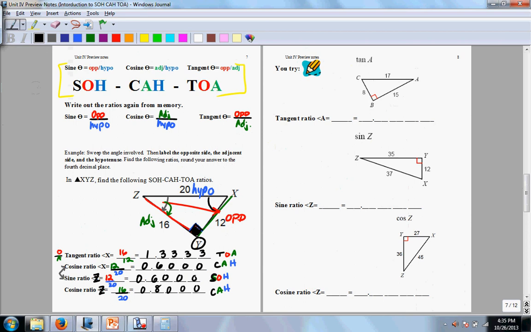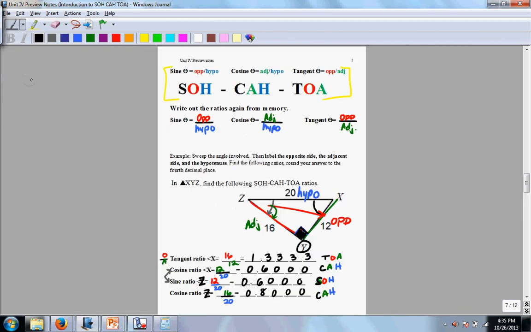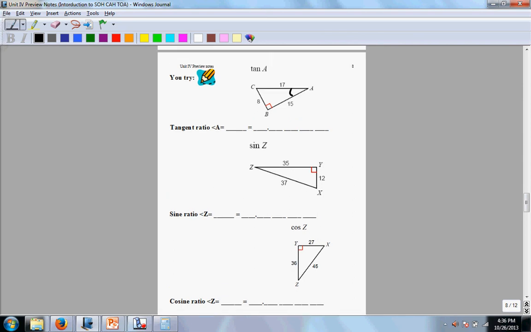Okay, very, very important that you're able to spot these ratios and correctly mark them. So go to page 8, please. And I'd like you to finish page 8. First, start by sweeping the angle. For example, if we went tangent angle A, start by sweeping A, label the opposite, adjacent, and hypo, and find the ratio. You have 1 minute to do all three.